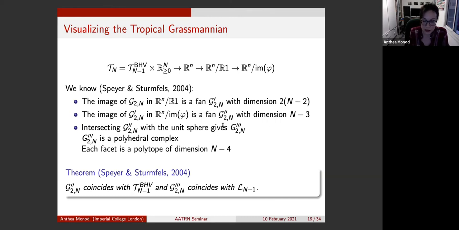You can further intersect the object in this space with the unit sphere, and this gives you a polyhedral complex, where each facet is a polytope of dimension n minus four. The main theorem they proved is that G2n double prime, the tropical Grassmannian and its representation in this final quotient space, is actually tree space. And when you take the further intersection of the image in this quotient space with the unit sphere, it coincides with the link of the origin in BHV tree space.